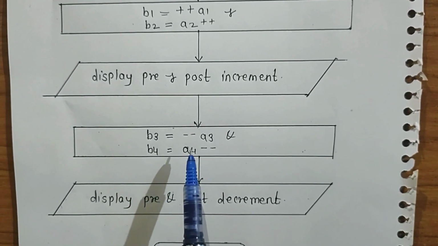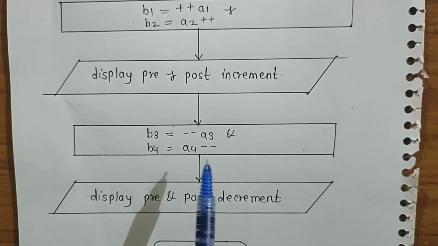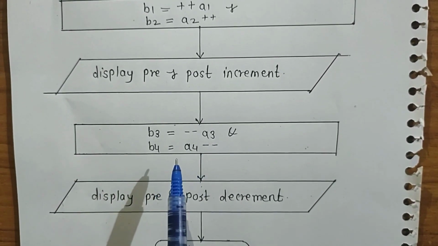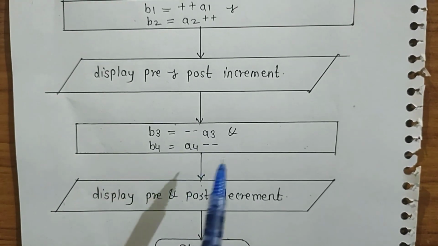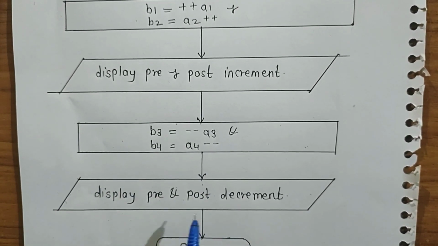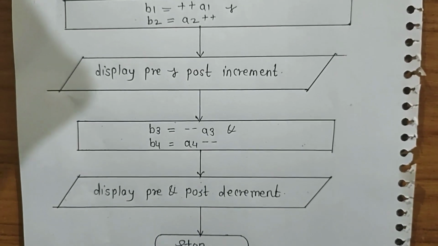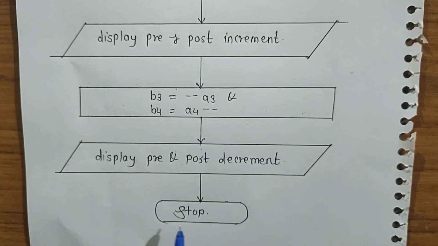Then b3 is equal to --a3 and b4 is equal to a4--, that is perform calculations of pre and post decrement, hence it is written in the processing box. Then display pre and post decrement, it is the output, so written in the output box. And then stop, this is written in the terminal box.